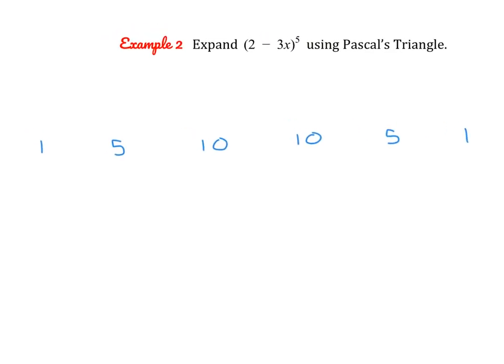Now we're going to go through and take our first term, which is 2, and we're going to decrease the exponents from 5 to 0 for each successive term. So here we would have 2 to the power of 5. Let me go in and add little plus signs in front of these. Okay, here we'd have 2 to the power of 4, 2 cubed, 2 squared, 2 to the 1st power, and 2 to the power of 0.